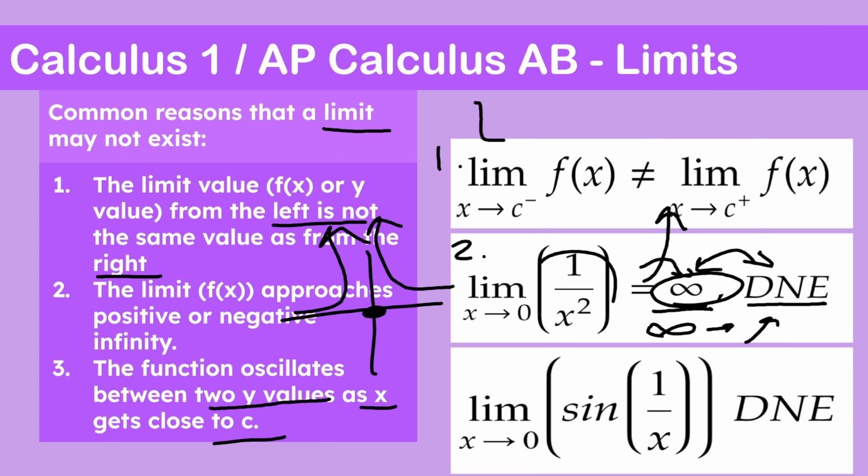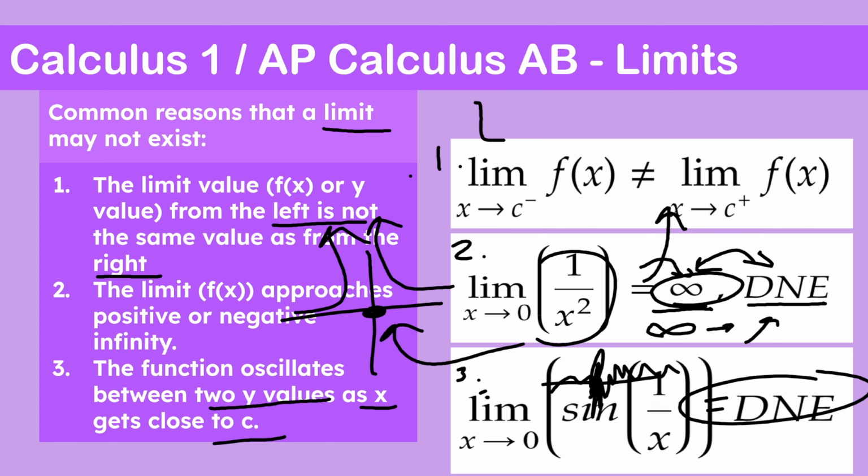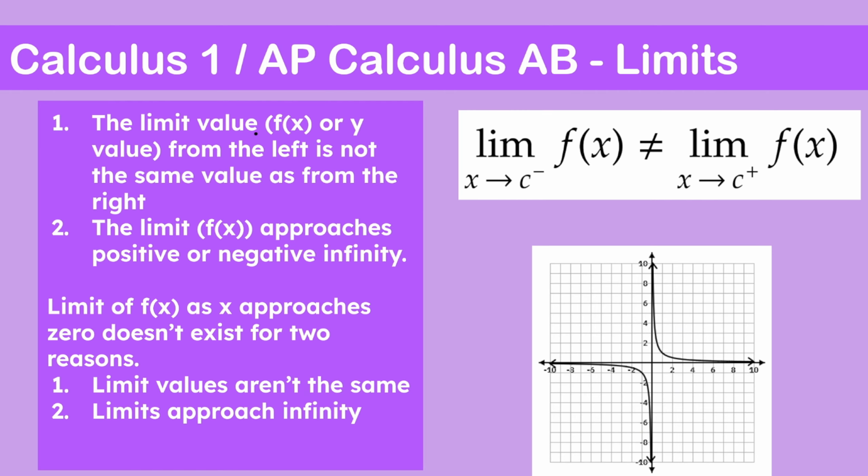And the function over here is the one that I already drew over here. And for the third reason, imagine you have the limit of sine of 1 over x as x approaches 0. If you were to do that, the function would oscillate a lot between -1 and +1. So that would just not exist. So let's show the first one and the second one. So the limit value of f of x from the left is not the same thing. So let's say we have the function y equals 1 over x.